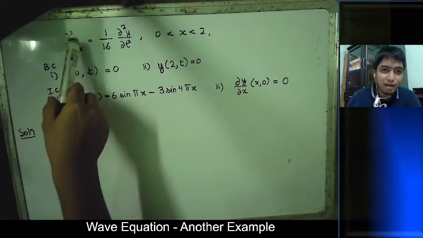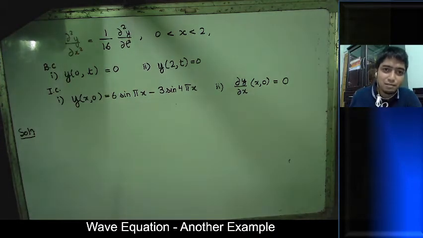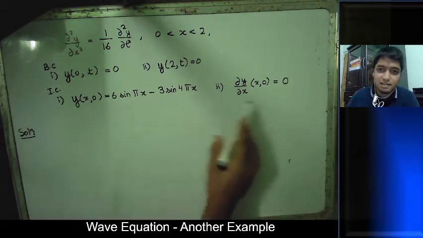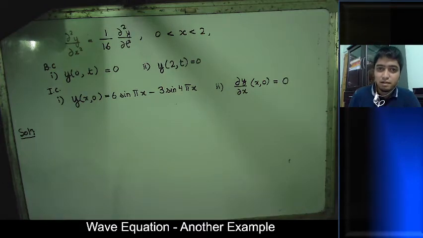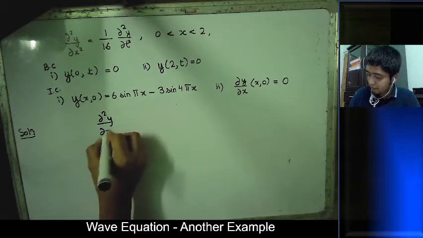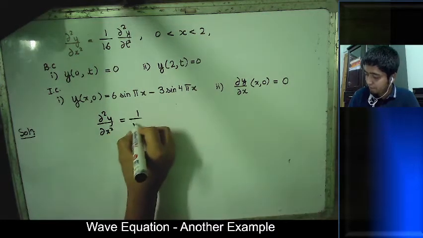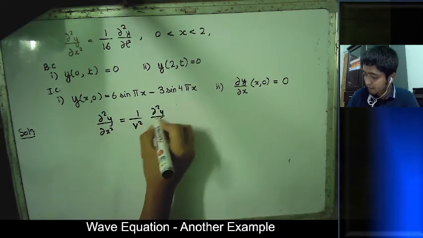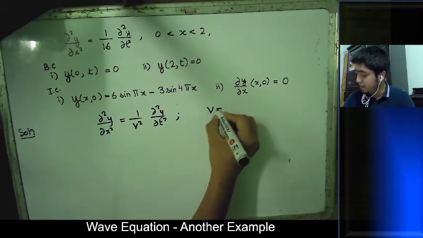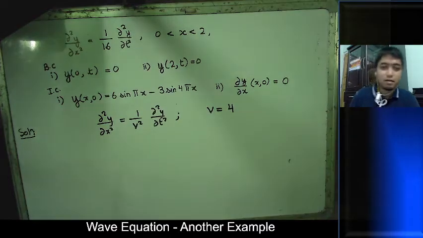We have the wave equation ∂²y/∂x² equals 1/16 ∂²y/∂t². And these are the boundary conditions and these are the initial conditions. All right, so if we compare this with the wave equation ∂²y/∂x² equals 1/v² ∂²y/∂t², we notice that the value of v is equal to 4.